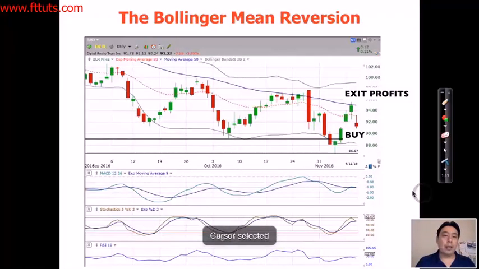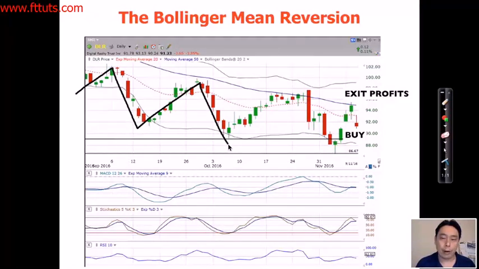The next system you'll be learning is the Bollinger Mean Reversion. So this is a system where we will buy right at the bottom of a downtrend, the moment it is oversold, and capture a quick price profit as it moves up to its moving average. So in this case, you can see the price is trending down on a downtrend, and right at this point, it's at the bottom of the downtrend.